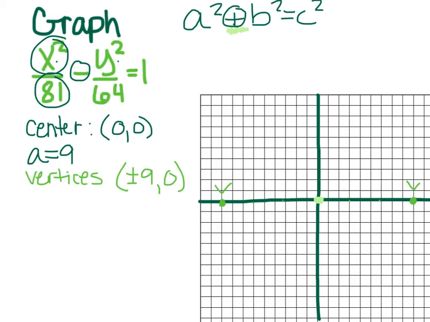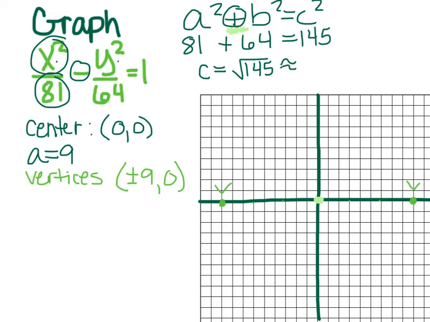So if a squared is 81, and b squared is 64, when we add those together, we're going to get 145. So that means c is the square root of 145. And I've decided I'm going to let you guys give me decimals. That's approximately 12.04.